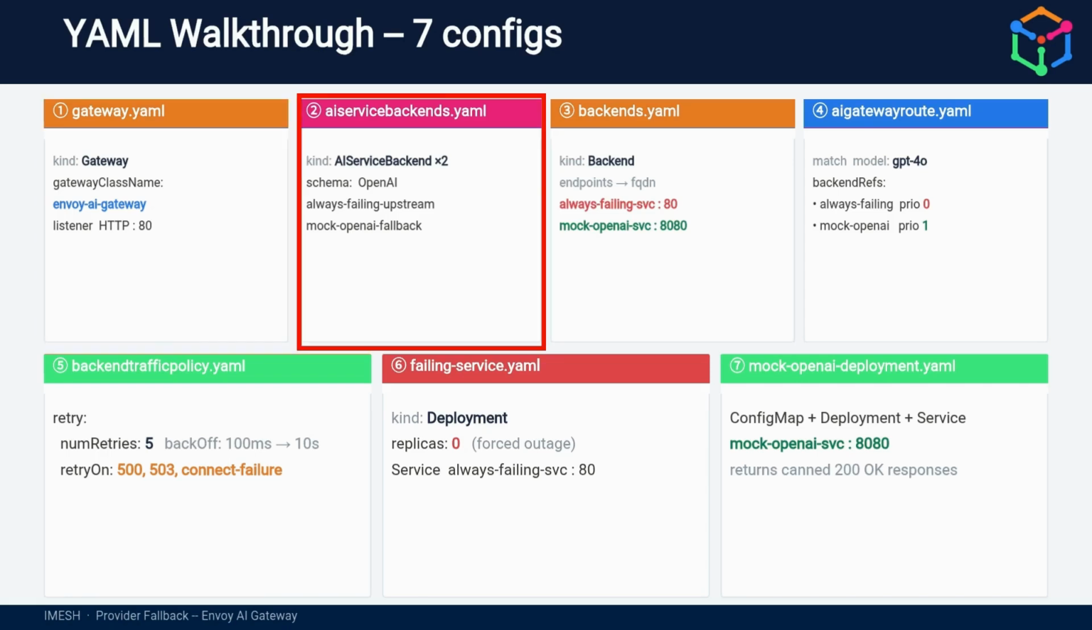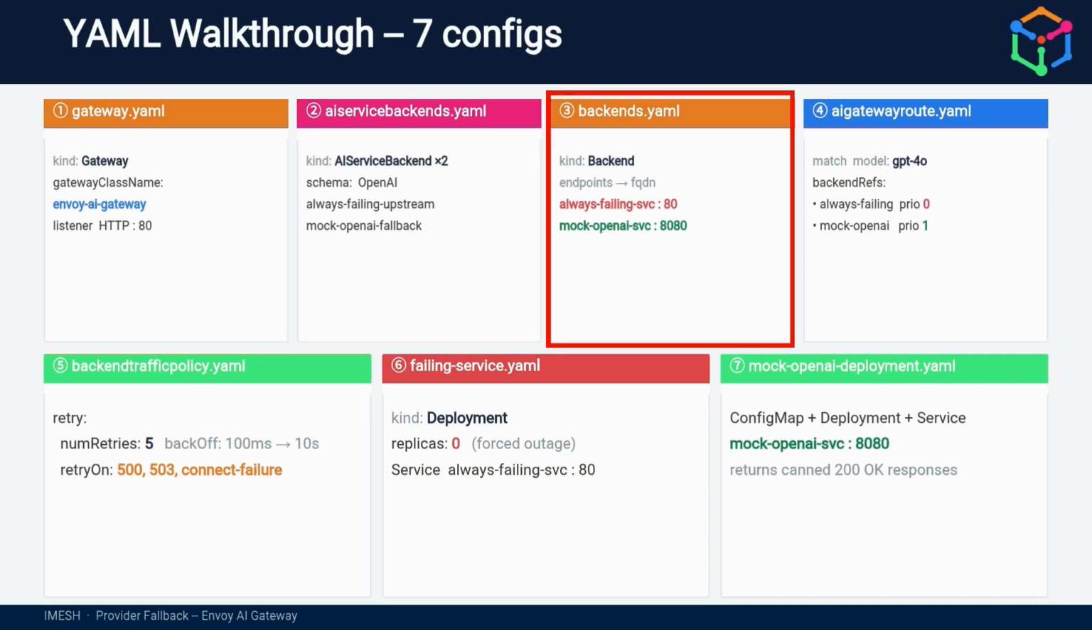Next is AIServiceBackends.yaml. Here we define 2 AI service backends. The primary backend is intentionally configured to fail. The second backend serves as our healthy fallback. Both use the OpenAI schema, enabling model virtualization and provider independence. Backends.yaml connects those logical AI backends to real Kubernetes services. One points to the failing service, the other points to the healthy mock OpenAI service. These are the actual destinations the gateway will communicate with.